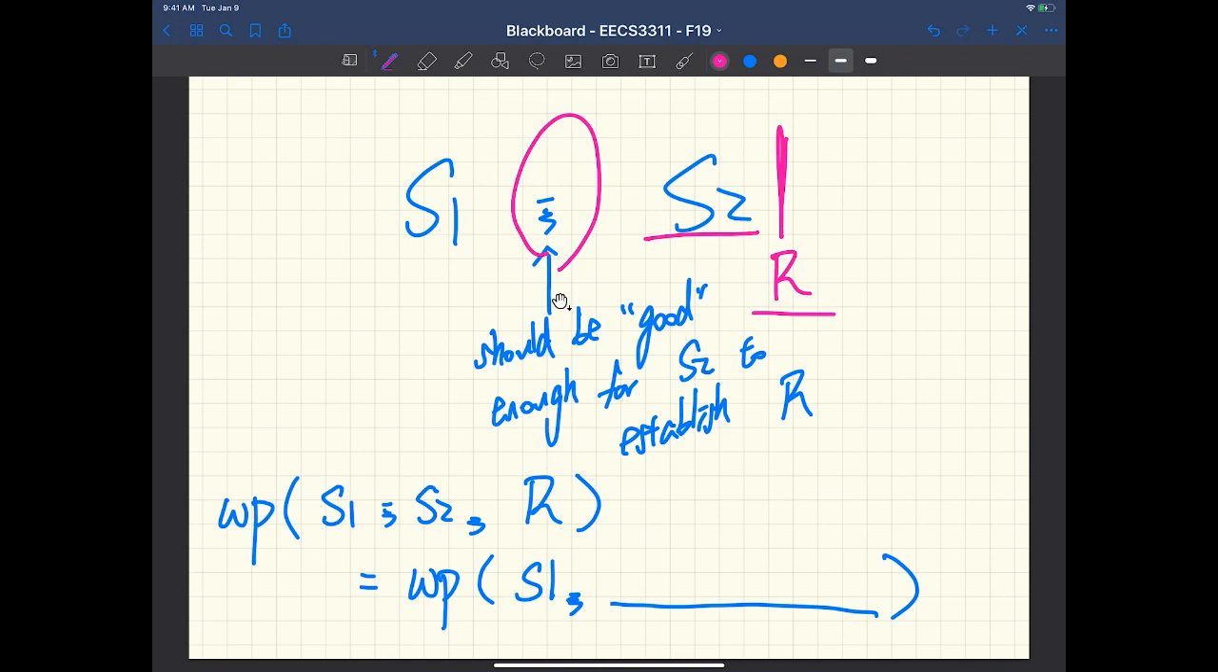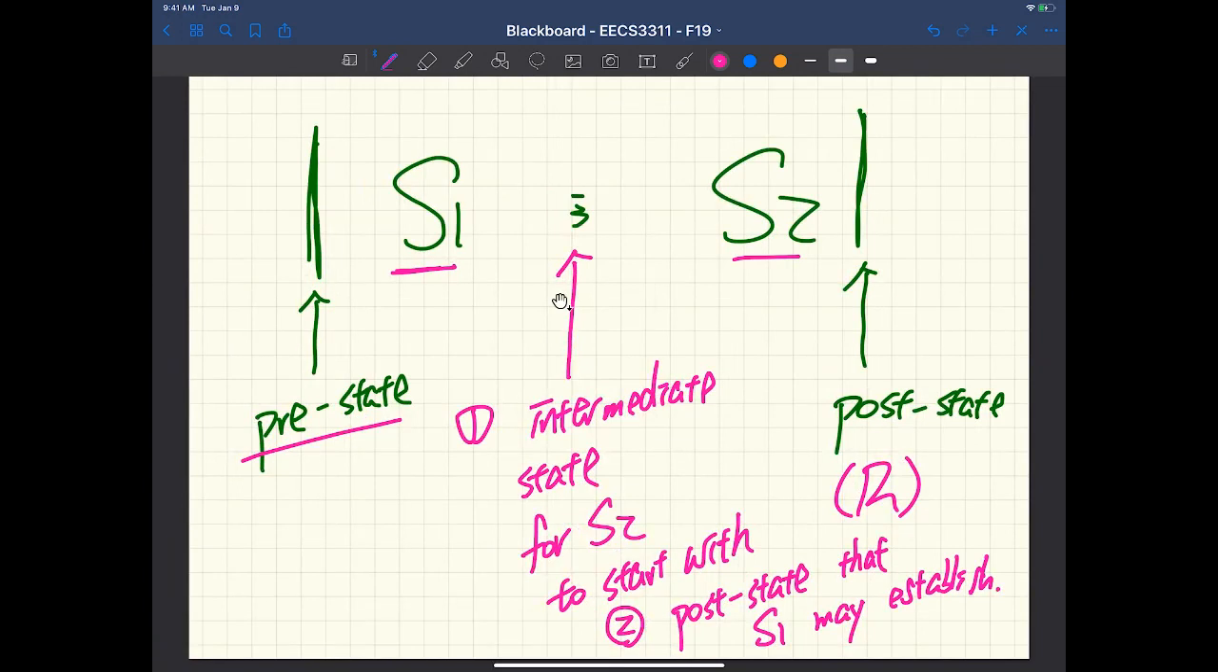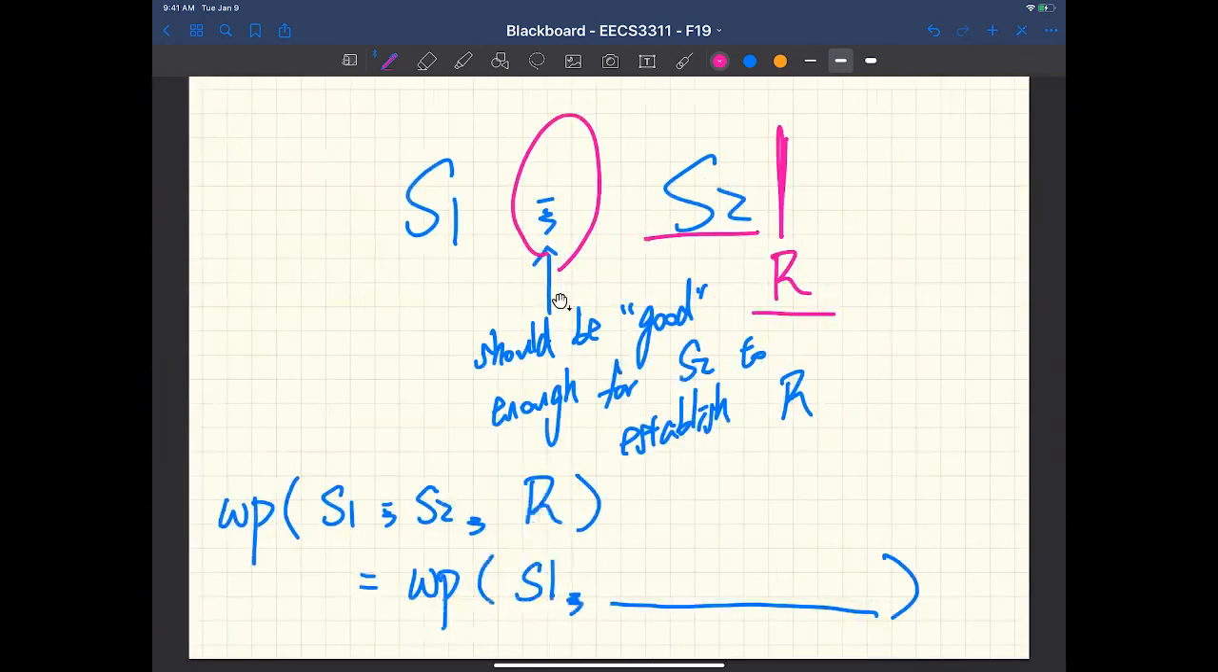Exactly, that's exactly right. So what you observe is exactly correct, as we said over here. You can think about this particular intermediate state. It's exactly the post state already here. It's the post state of S1. At the same time, it's the pre-state of S2. We want to make sure the post state of S1 is good enough for S2 to start with, so that it's going to establish R. Okay? So now over here, what we will do is WP for S2 to establish R.